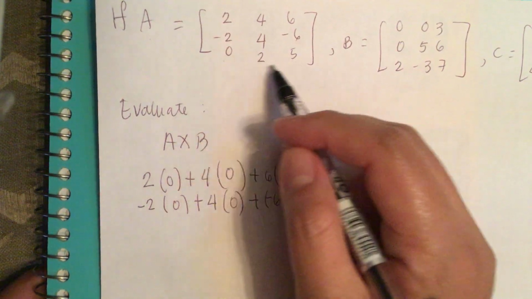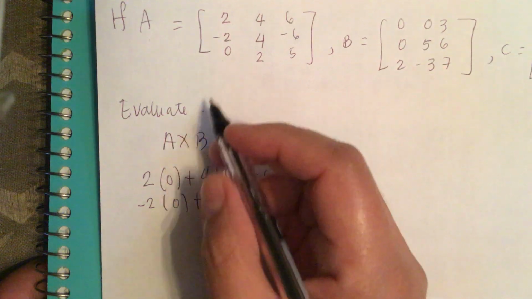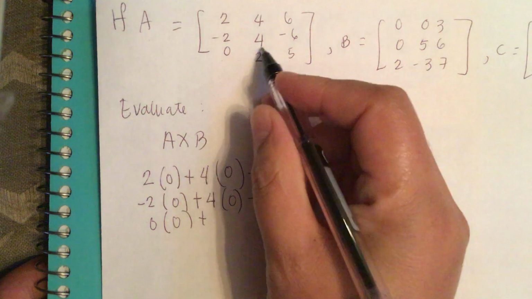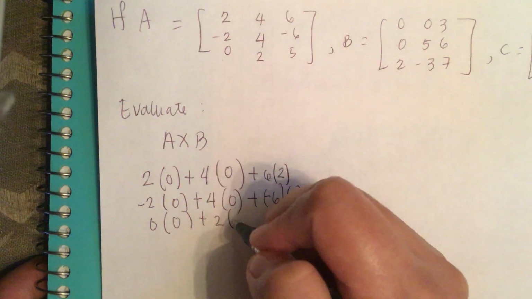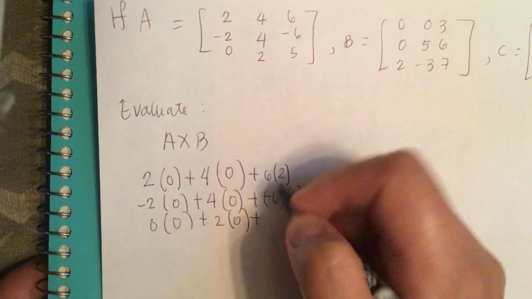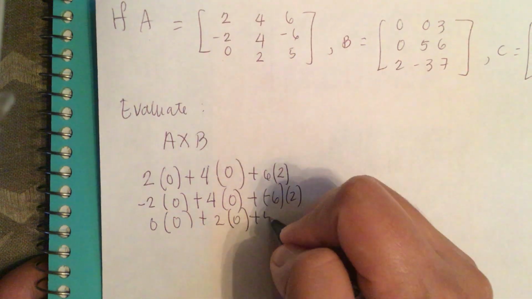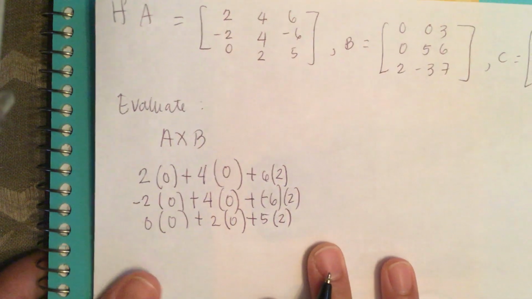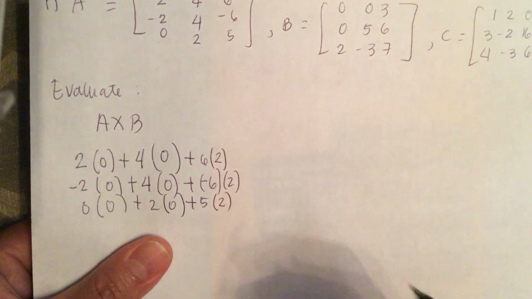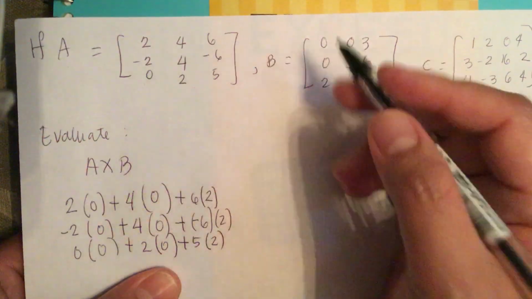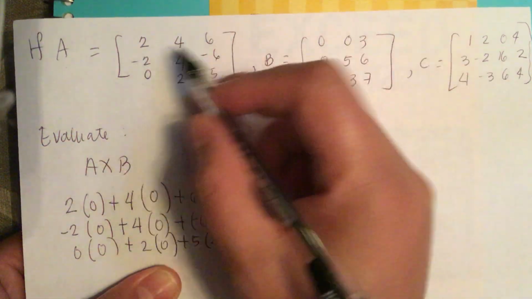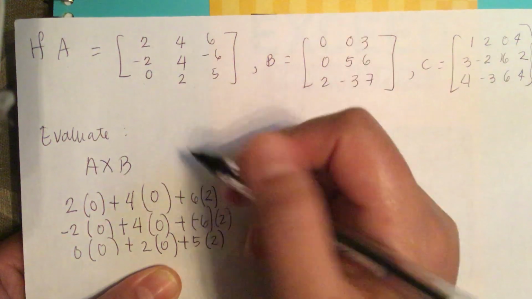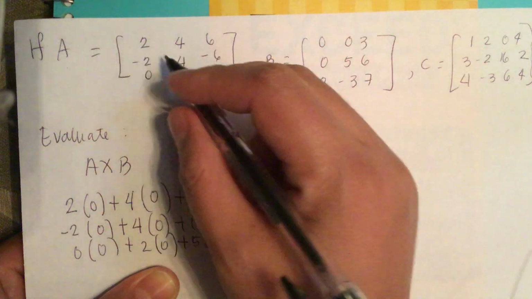And then we do the next one. So we have 0 times 0 plus 2 times another 0 plus 5 times 2. And then we do the next one. So we go down here. So we start here and then go down the second row, second column.